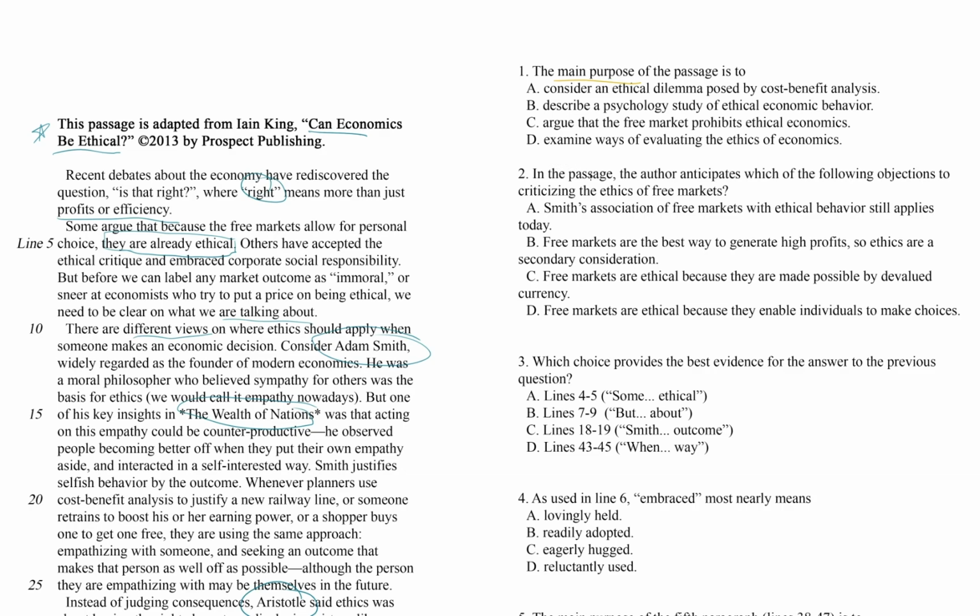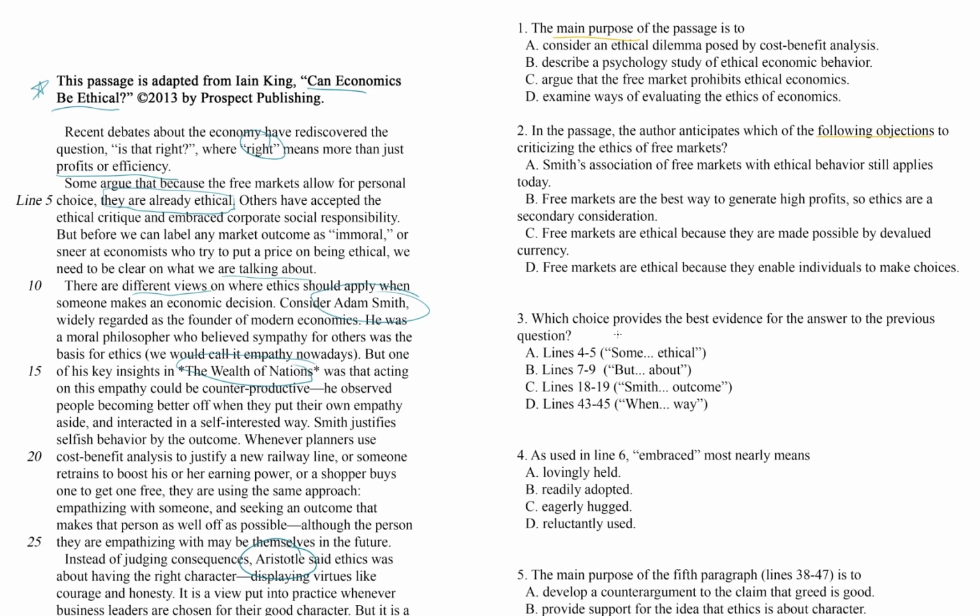Cool. In the passage, the author anticipates which objections. So we're going to be looking for objections to criticizing the ethics of free markets. That's what we're going to be looking for. And then we have to justify our answer to the previous question in question 3. So which choice provides the best evidence for the answer to the previous question? Okay. So I'm just going to hunt out all of these answers.